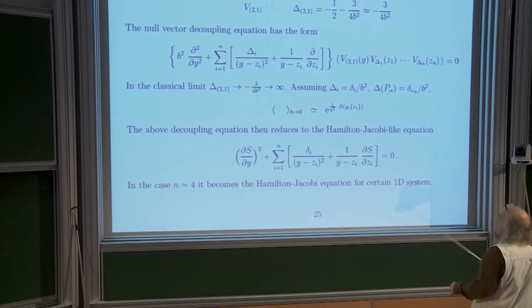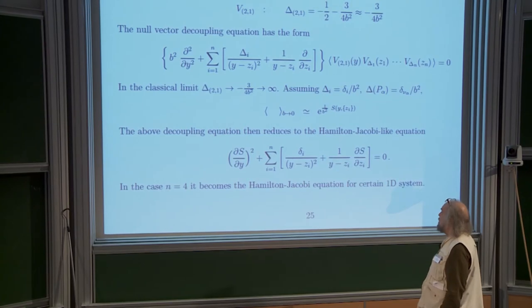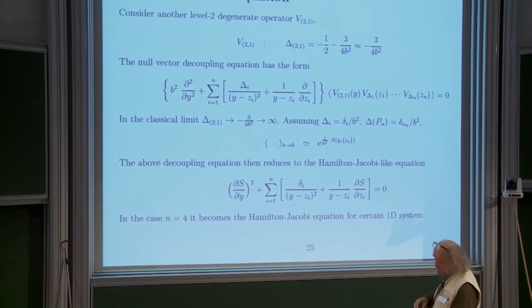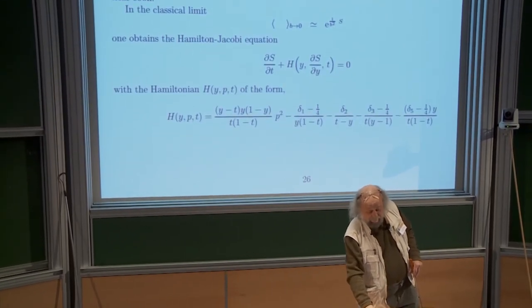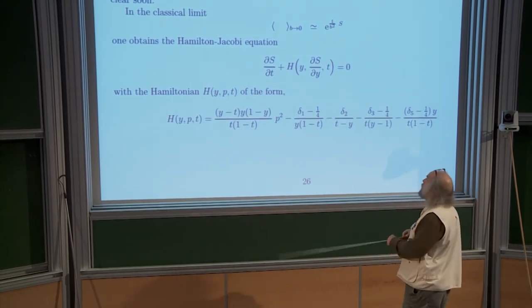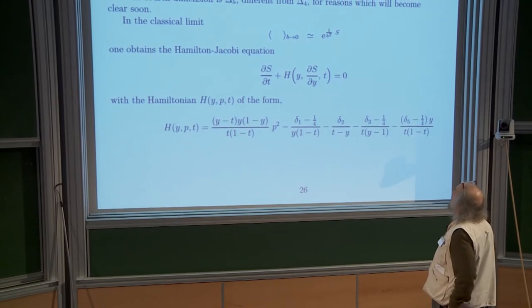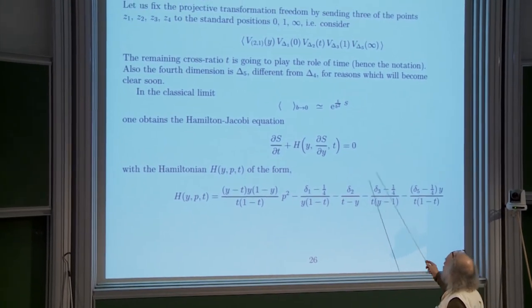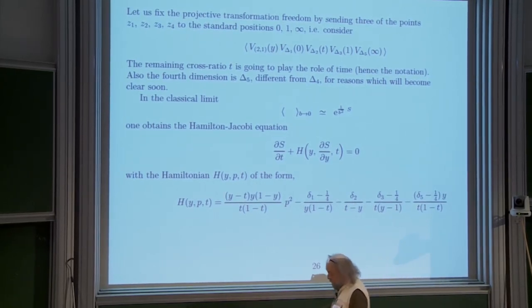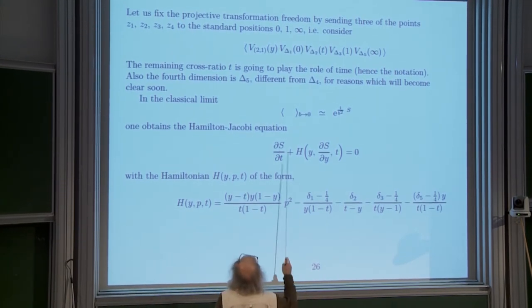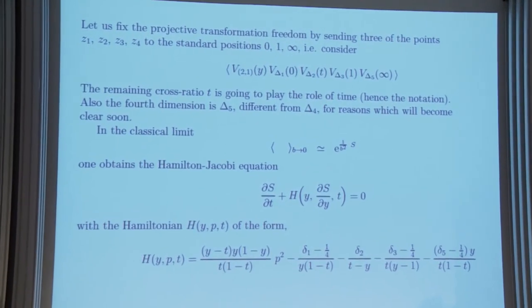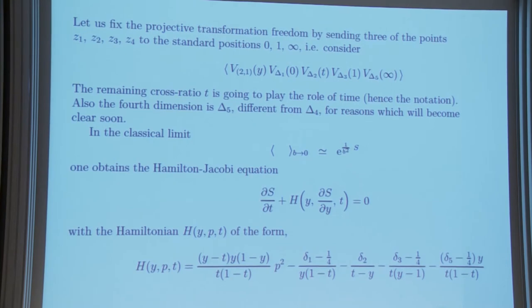It's still a partial differential equation, but in fact, if you have only four points, it's simply a Hamilton-Jacobi equation for a one-dimensional system. So if you take a four-point conformal block and take the classical limit here, the equation which you have is a Hamilton-Jacobi equation of a one-dimensional system with a coordinate which I denote y. That's where we insert the 2-1 degenerate operator. And just like I said, three of the points I send to certain positions.